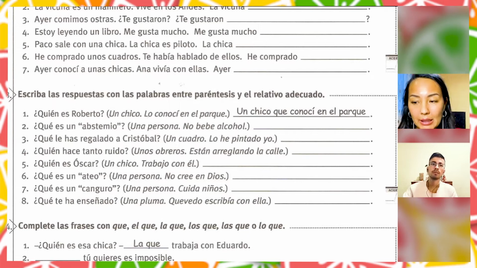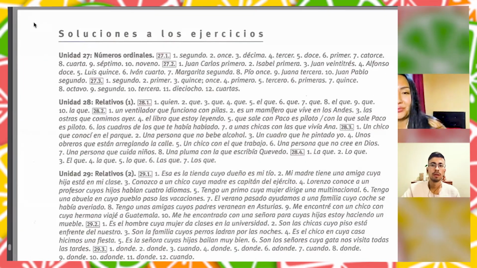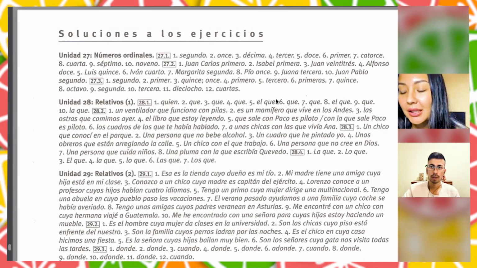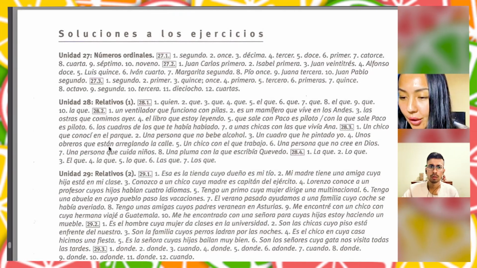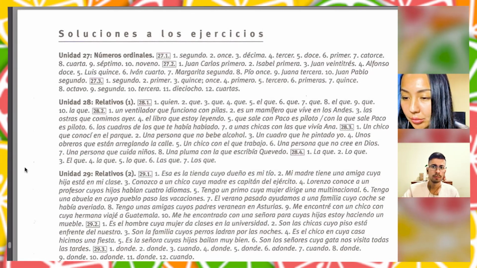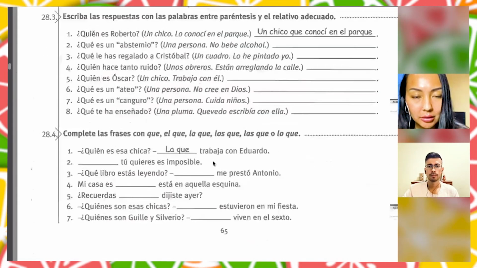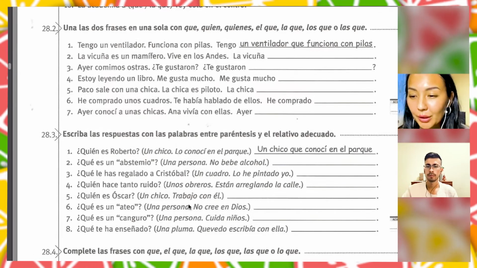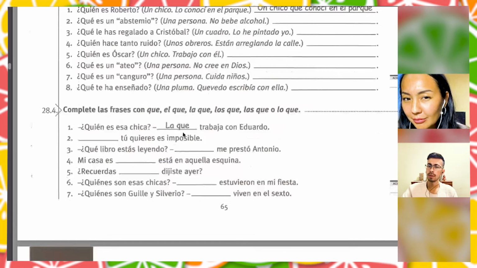Quienes están arreglando la calle. No, we use only que. La que. Okay. So in that case, unos obreros que están arreglando la calle. Unos obreros que están arreglando la calle. Correct? Yes. Okay. So I think that we can move forward to the next one.